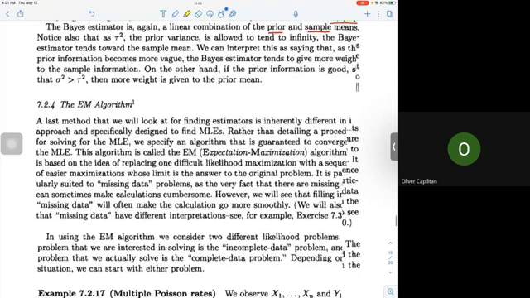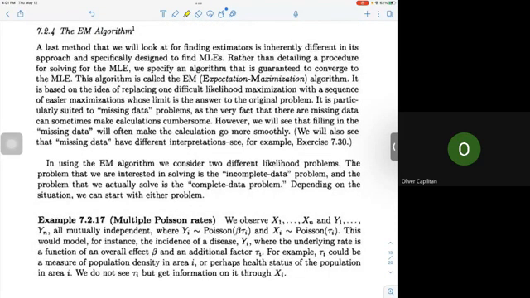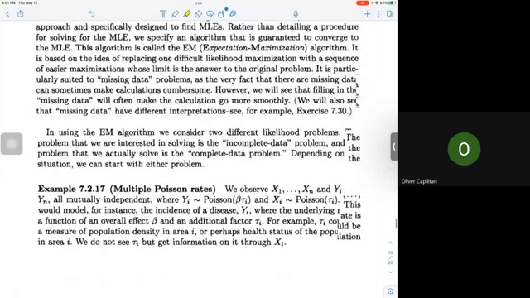So in using the EM algorithm, we consider two different likelihood problems. The problem that we are interested in solving is the incomplete data problem. And the problem that we actually solve is the complete data problem. Mas mahirap kasi minsan mag-evaluate if we have an incomplete data, so we solve using the complete data. Depending on the situation, we can start with either problem. So we have an example here.